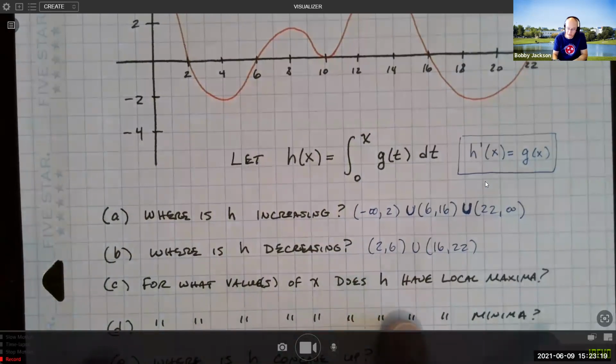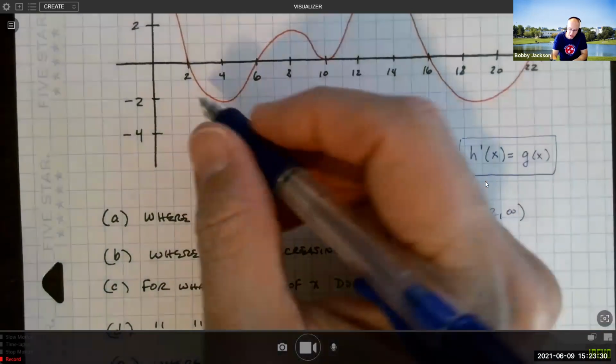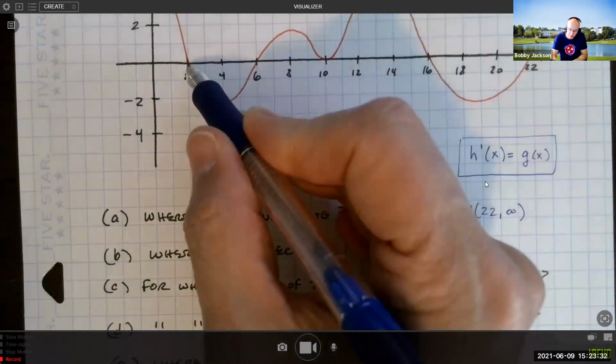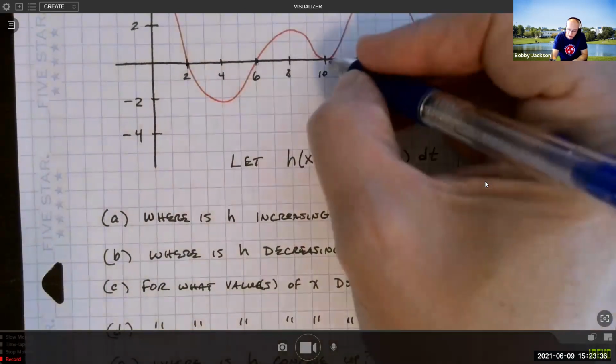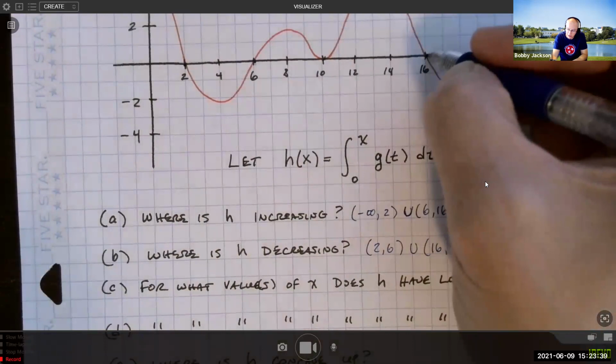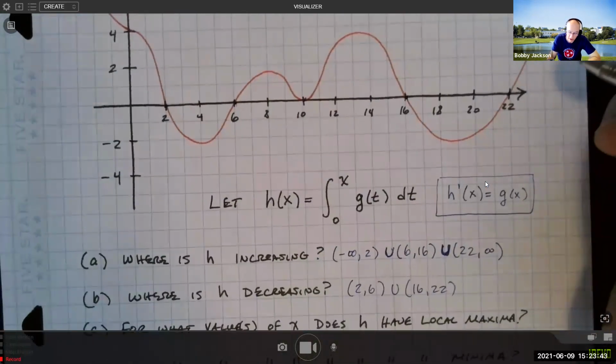What values of x do we have a local max? If you remember the first derivative test, if we have a sign change in the derivative from positive to negative, right, we can have a local maxima. Notice our critical points where the derivative is 0 are where we cross the x-axis here, right? 2, 6, 10, 16, 22. Those are critical points, but not necessarily all are extreme values.